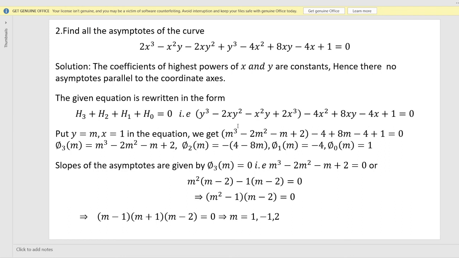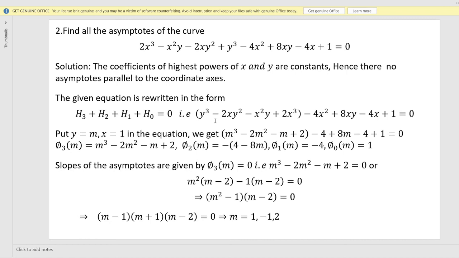Equal to 0. Then look here, the coefficient of the highest power of x is 2, a constant, and the coefficient of the highest power of y is 1. So there are no asymptotes parallel to the coordinate axes. Next we want to find the oblique asymptotes. So put x equal to 1 and y equal to m in this equation.